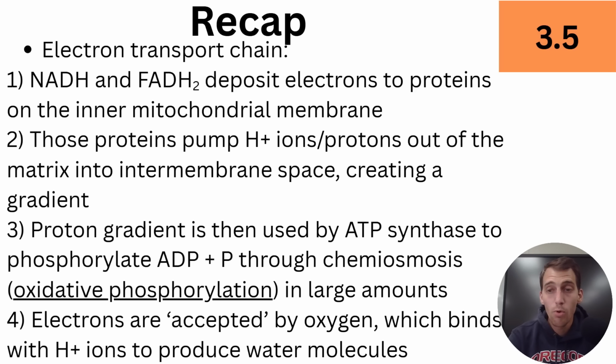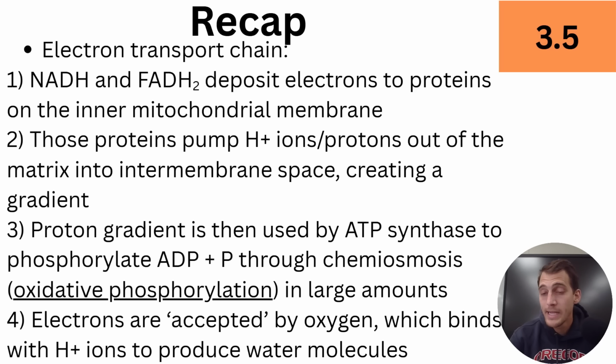All right, here are the 4 main steps of the mitochondrial electron transport chain, what I animated here for you before. NADH and FADH2 deposit electrons to proteins on the inner mitochondrial membrane, and those proteins use the energy from those electrons getting passed around to pump ions out from the matrix into the intermembrane space. That creates a proton gradient, the difference in concentrations. And then that proton gradient is used by ATP synthase, right? The ATP synthase is the way for those hydrogen ions to get back into the matrix to phosphorylate ADP and an inorganic phosphate, Pi, through chemiosmosis.